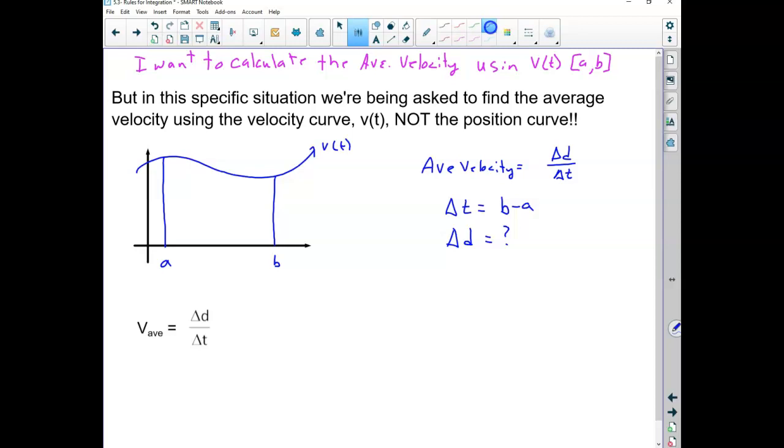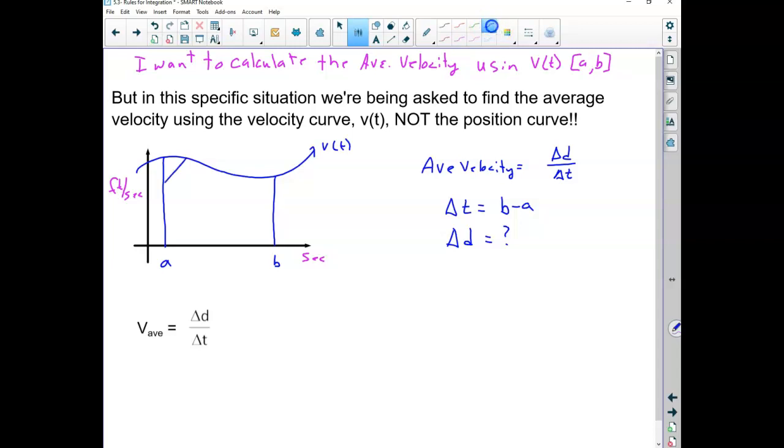Where is it coming from? If this is truly my velocity curve, my units over here are velocity, say feet per second, and my x-axis is going to be in seconds because that's going to be my t-axis. Well, what happens? How can I find my change of position?